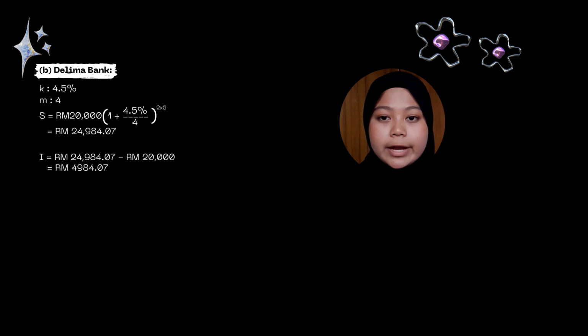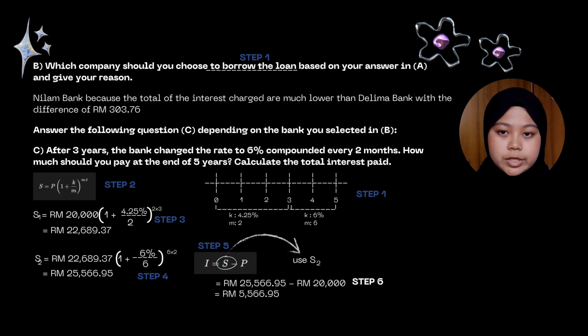And then for Delima Bank, we just need to use the same steps that we did when calculating for Nilam Bank. So find K and M, which is 4.5% and 4. And then you do the calculation, you get the answer of 24,984.07. And then to find the interest charge, I = RM 24,984.07 minus RM 20,000. And then the final answer for Delima Bank is 4,984.07.